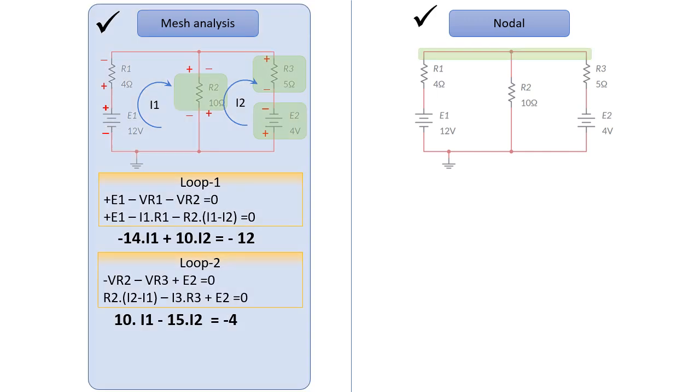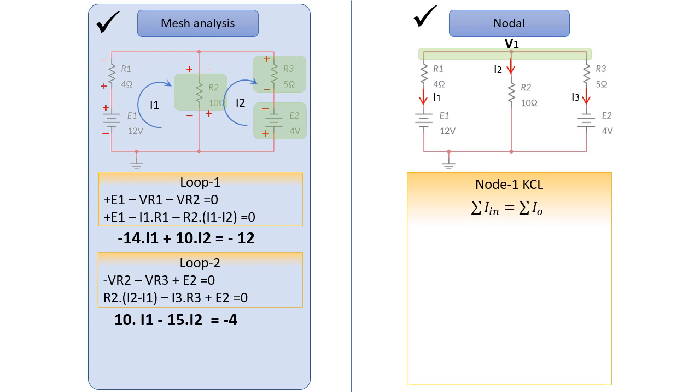Using nodal, what we need to do, first of all, is define the nodes. So for this circuit, we have only one node. Then we assume that all the currents are going out. And in this case, we have I1, I2, and I3. Then we will write Kirchhoff current law. For this node, summation of I in equals summation of I out. And we will start adding I1 plus I2 plus I3 equal 0.